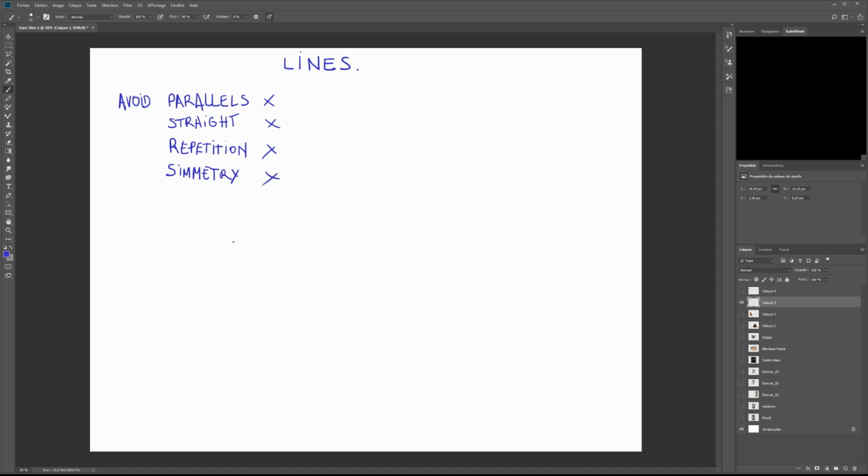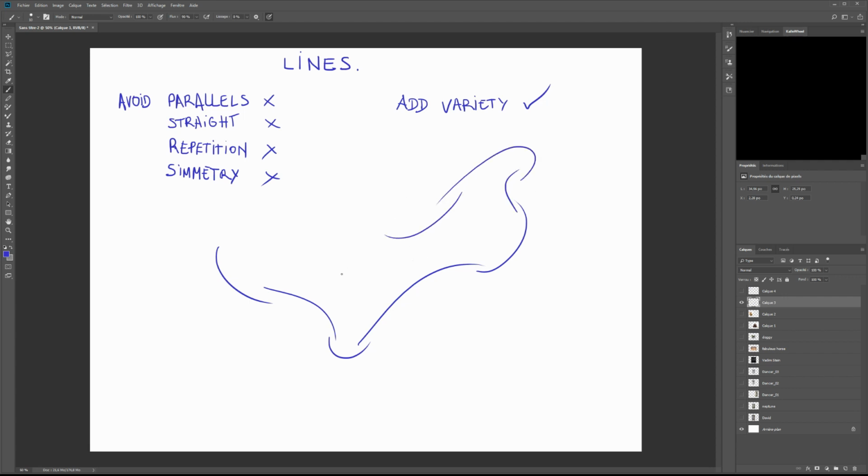Okay, so what should we do instead? So we are gonna try to add some variety. And how do you add some variety? To add some variety, it's easy. You can just add a rhythm. What is variety? For example, if I draw one curve, I can draw another one like this, and another one like this, and like this. And you see, no two curves are the same. And this way, I can easily create a flow and responding curves.